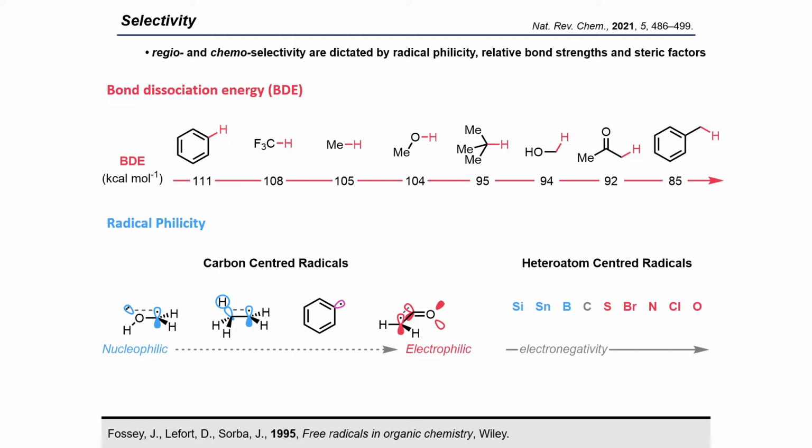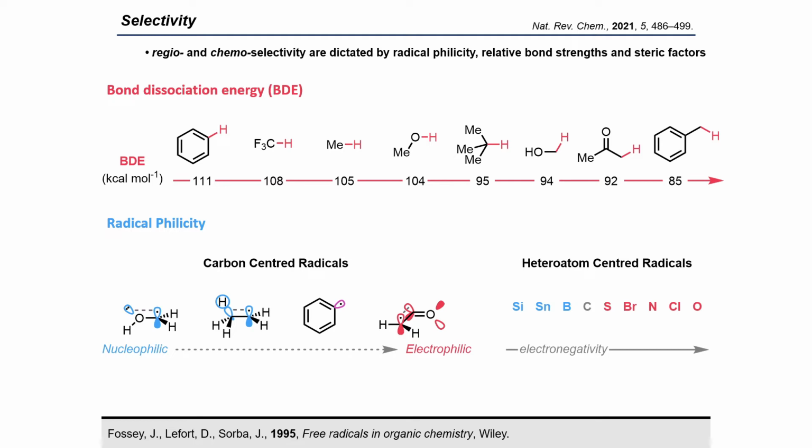sp2-based radicals, such as aryl radicals, typically sit somewhere in between and are described as ambiphilic. Now moving away from carbon-centered radicals and instead considering the philicity of heteroatom-centered radicals, you can see on the screen a trend in electronegativity across a series of elements. The elements on the left, shown in blue, are less electronegative than carbon, and therefore display nucleophilic characteristics.